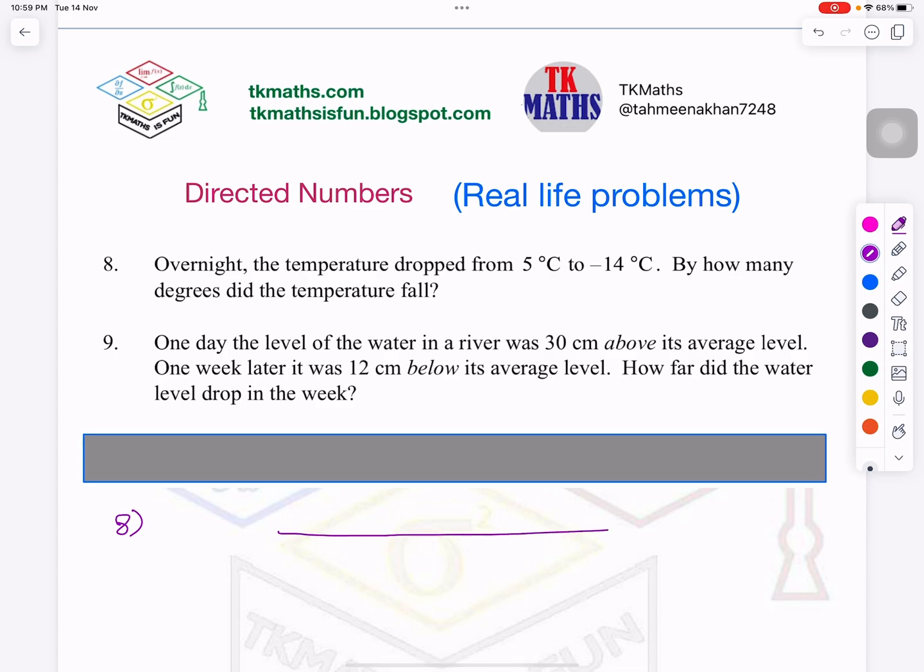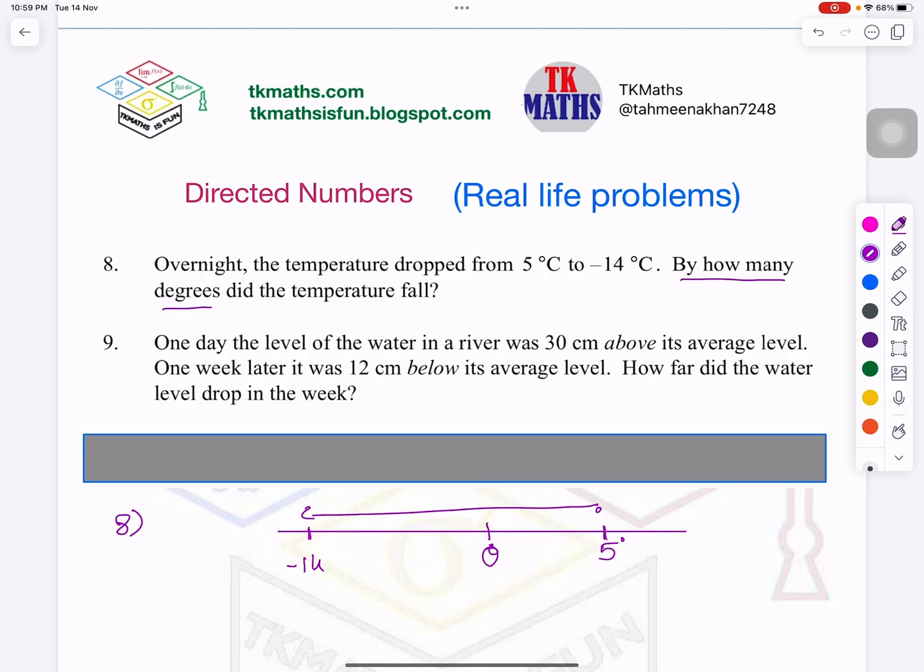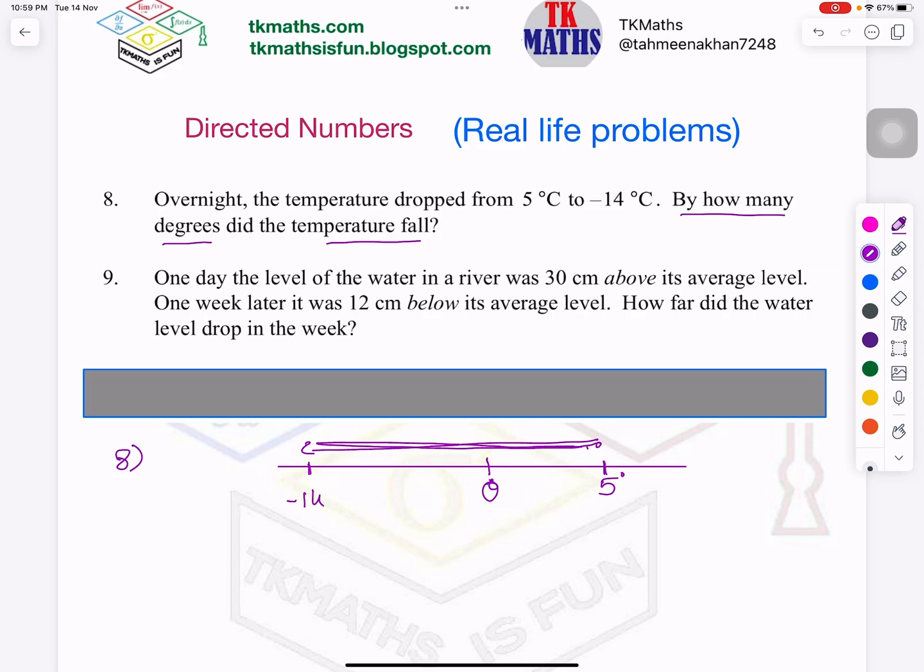If I show you on the number line, by the way, where was the temperature? Temperature was here. This is the 5 degree centigrade, right? And -14 is here. So from here, temperature has come all the way down to -14. Now the question is, by how many degrees did the temperature fall? You should know how many degrees are there in between. So what is the way to calculate it? This was your initial temperature and this is your final temperature.